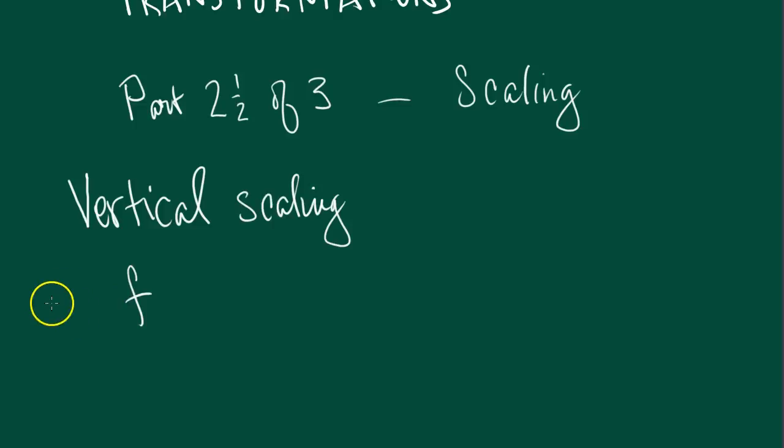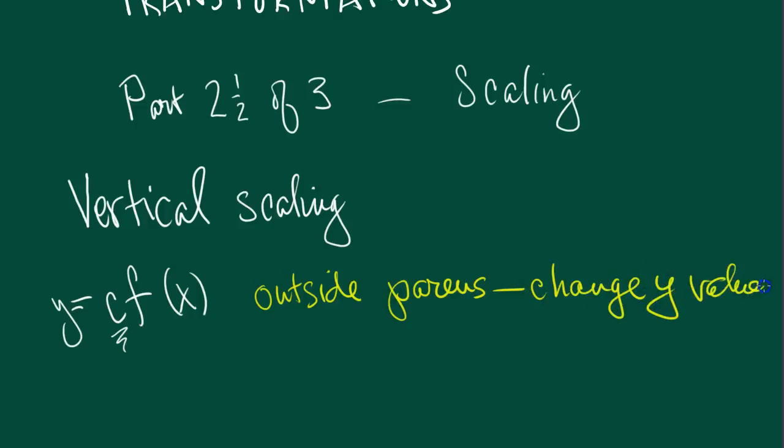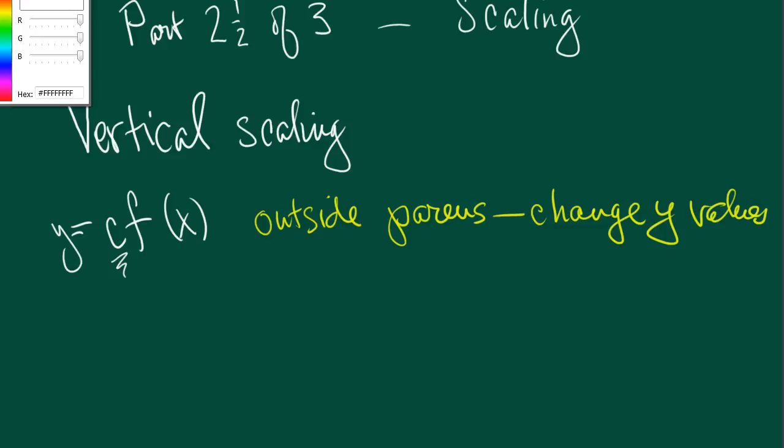So this is where we'll take a function like f of x, and on the outside of the function we will multiply it by some constant. Okay, so notice this is outside the parens, and so outside the parens means that we will change y values only. And how it works is like this.